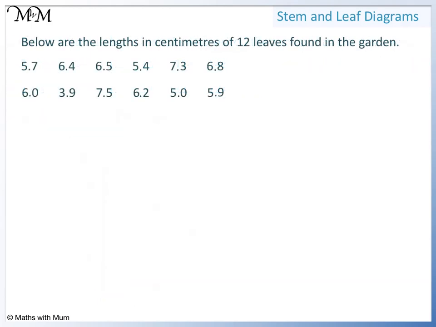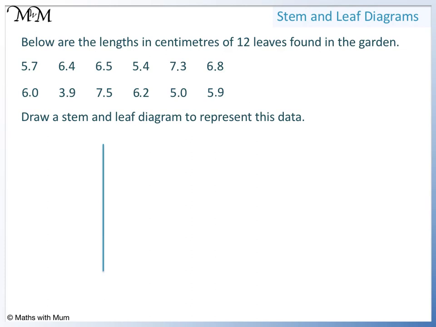Below are the lengths in centimetres of 12 leaves found in the garden. Draw a stem and leaf diagram to represent this data. We start by drawing a vertical line. The units column of each number will form the stem. The numbers range from 3 to 7.